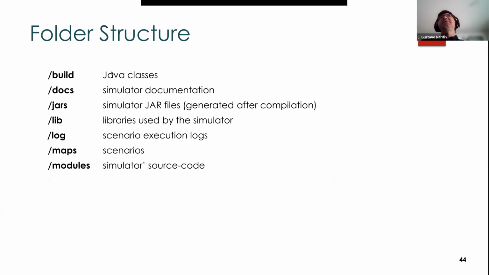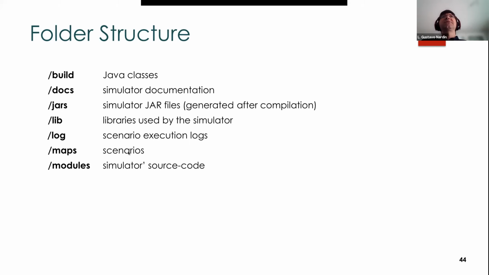Once you download the simulator, this is the set of directories you will have in the folder. The build is just the Java classes that are generated when you compile this simulator. The documentation is in the docs. Jars are the simulator jar files. Lib are the libraries used by the simulator. Log is where the logs generated by the simulator are placed.